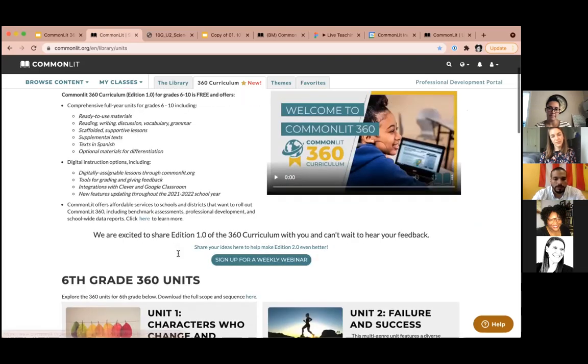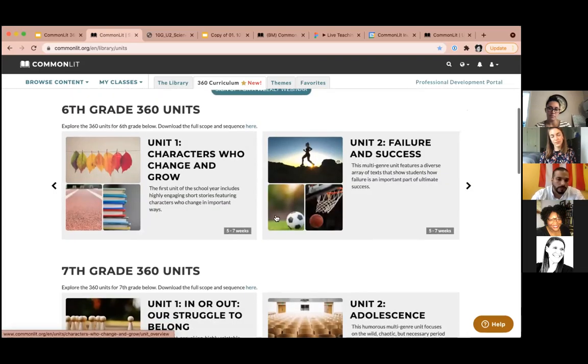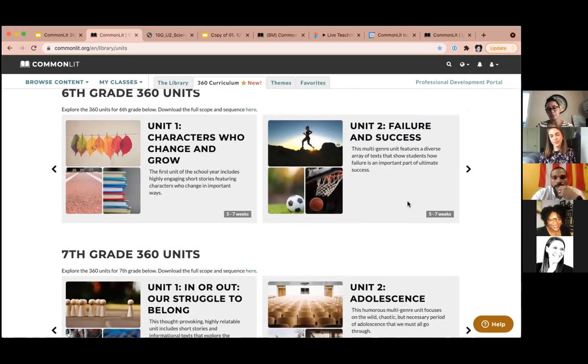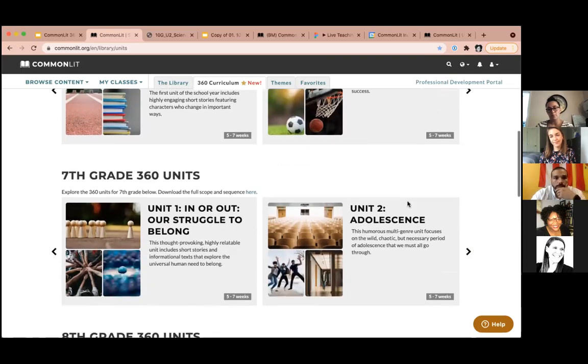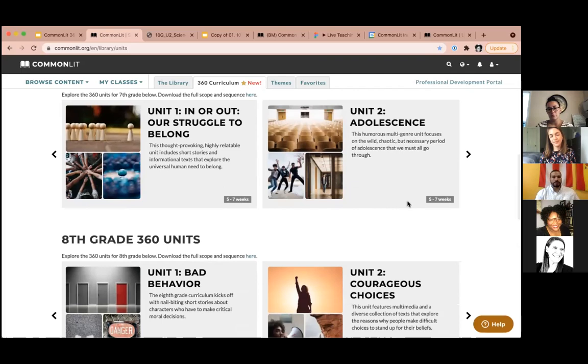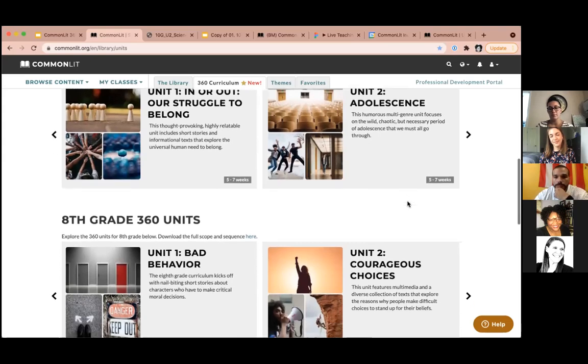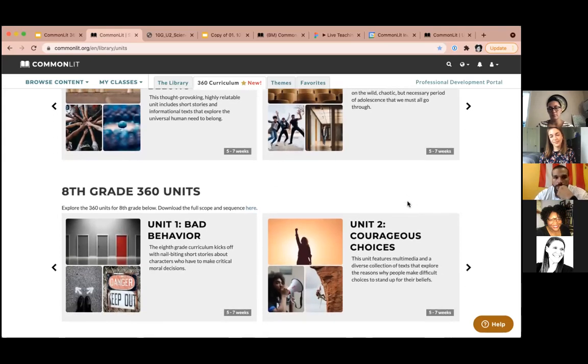As we begin to look at our unit 2s, unit 2 is one of our multi-genre units. And so in this multi-genre unit, students are looking at things such as poetry, nonfiction, and fiction. So in 6th grade, we have failure and success, and students are learning about the idea that sometimes failure, and in many times failure, is a predecessor to our ultimate success. In 7th grade, we have our unit on adolescence, and that crazy period of becoming an adolescent and just how wild it is. So students are reading amazing short stories, again, nonfiction, as well as poetry, and making strong cross-textual connections while they build knowledge.